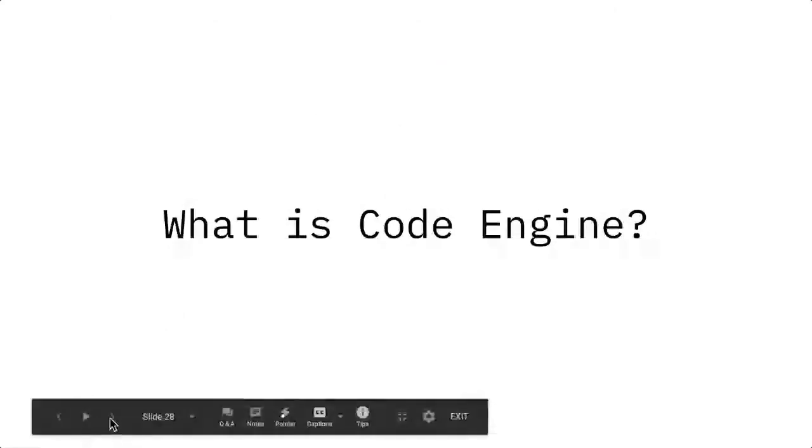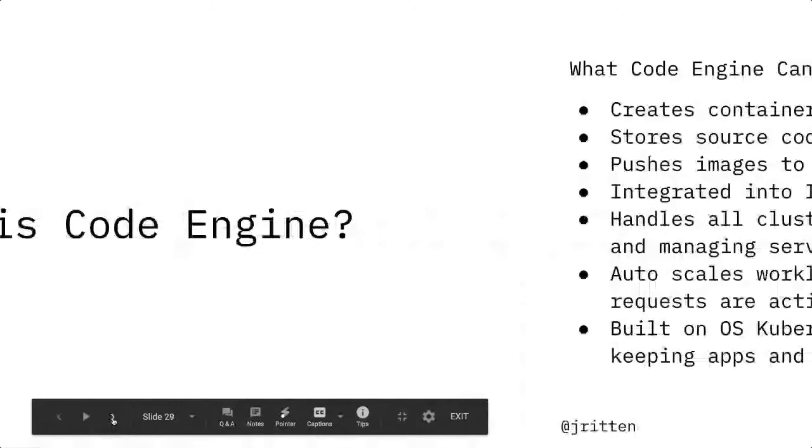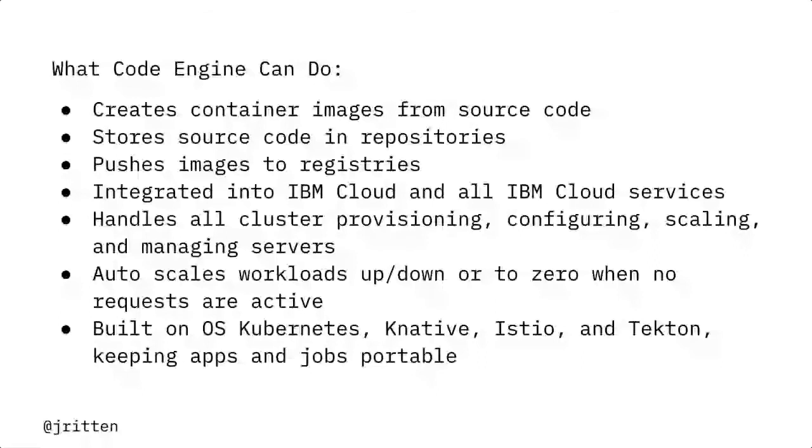So just kind of an overview of what Code Engine can do for you. Code Engine, as I mentioned, is going to create container images from your source code automatically. It's going to store your source code in repositories. It's going to push images to registries. It's integrated into IBM Cloud and all of our IBM Cloud services and offerings. What's really nice is Code Engine handles all of your cluster provisioning, configuring, scaling, and managing servers.